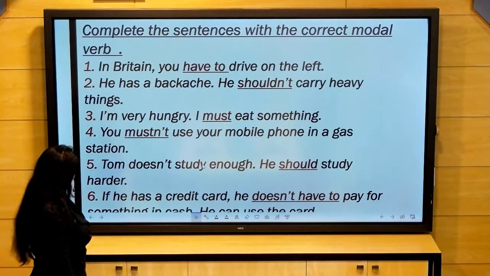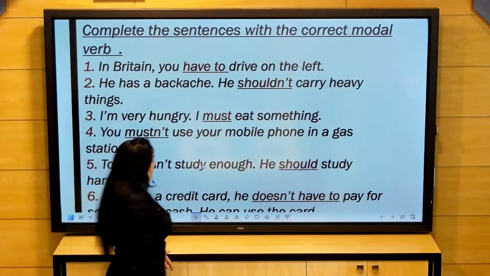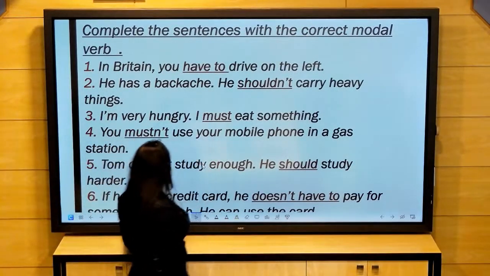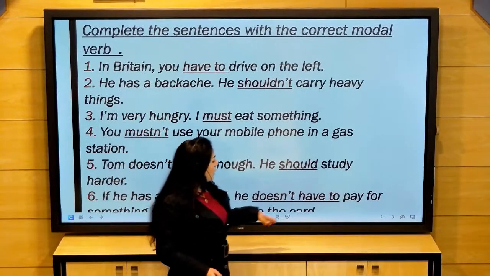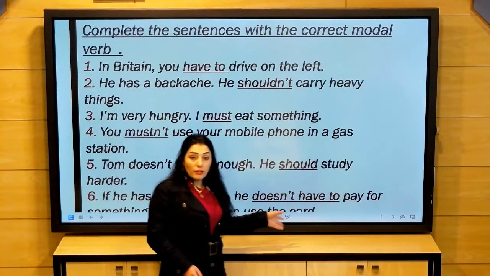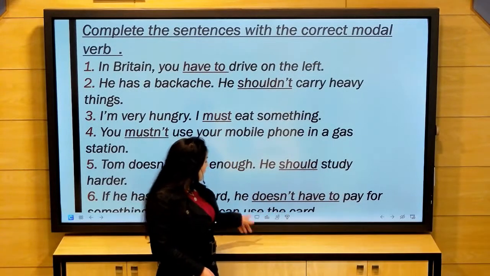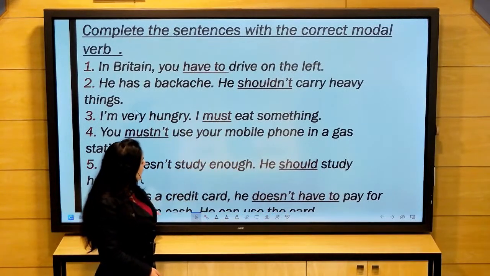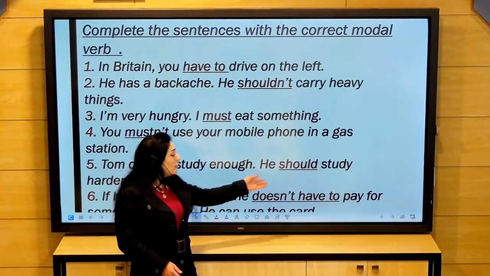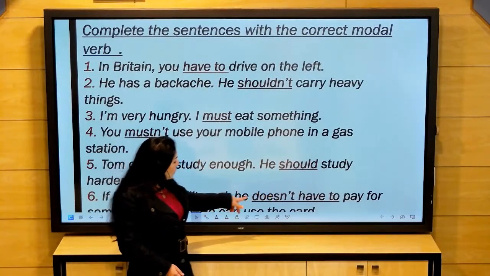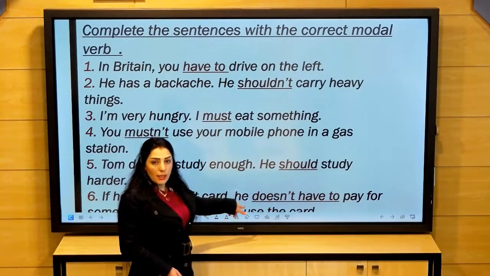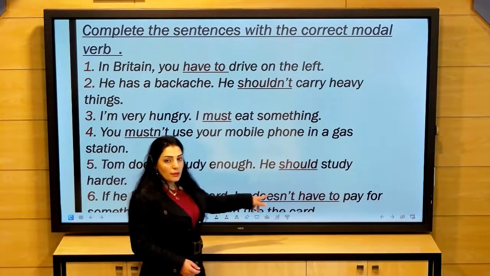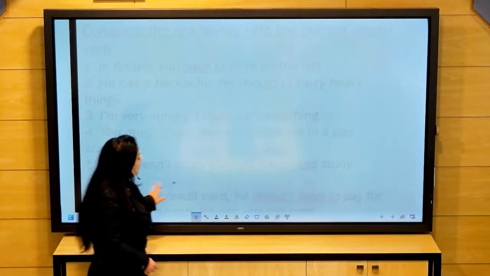Number 6. If he has a credit card, he doesn't have to pay for something in cash. He can use the card. So he is not forced, okay? He is not forced, or it's not necessary to pay in cash. He can use the card, so he doesn't have to pay. Look with me, we used here doesn't because we have the subject he. With he, she, it, I use does not have to.